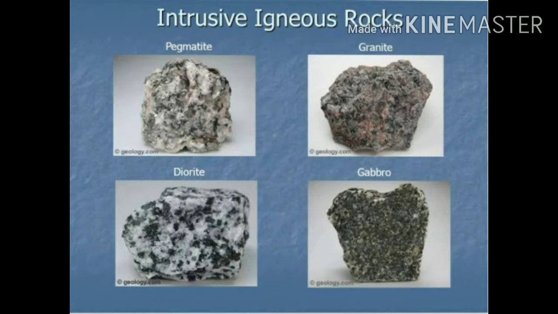Second is intrusive igneous rocks. When the molten magma cools down deep inside the Earth's crust, solid rocks are formed, and they are called intrusive igneous rocks. Granite is an example of such a rock.